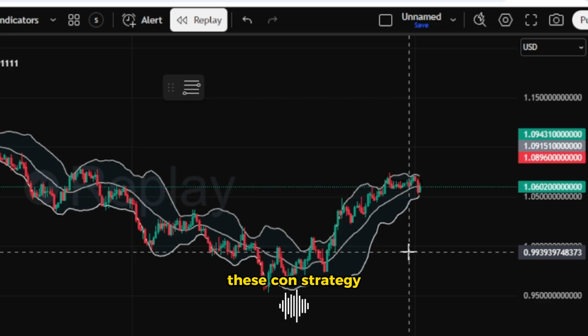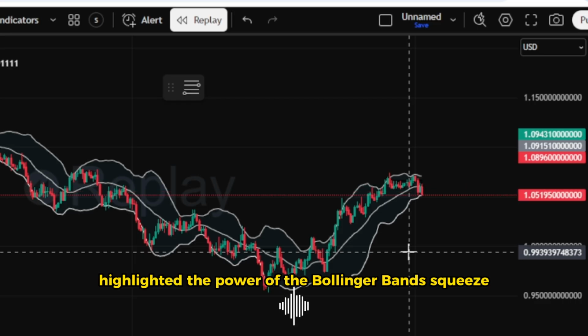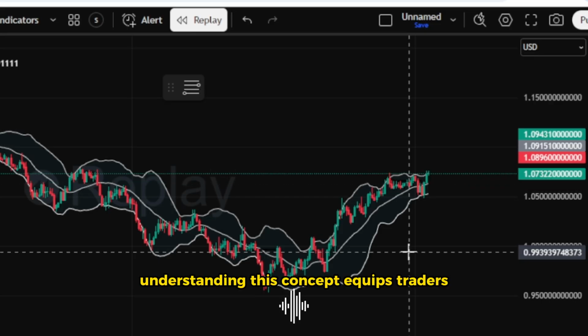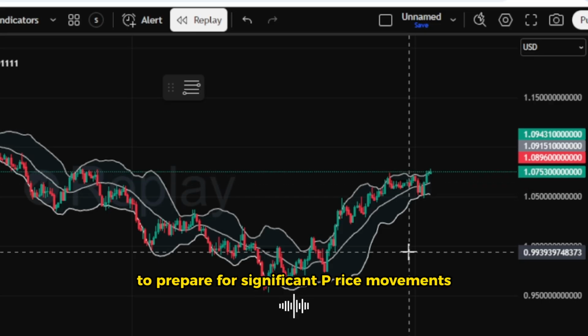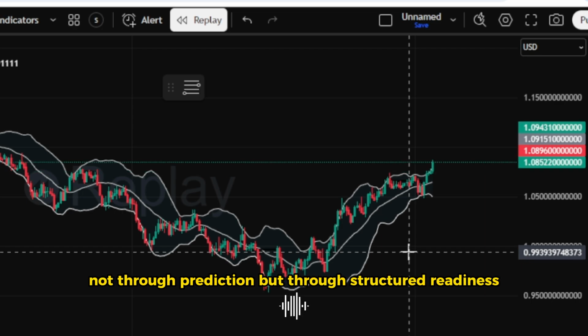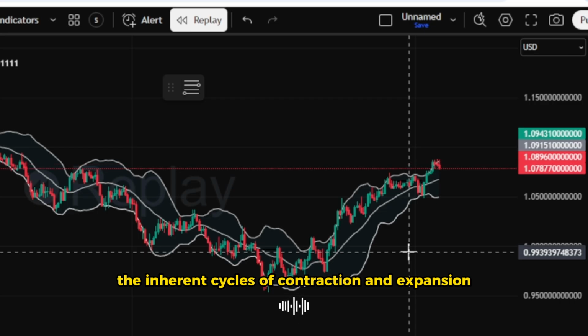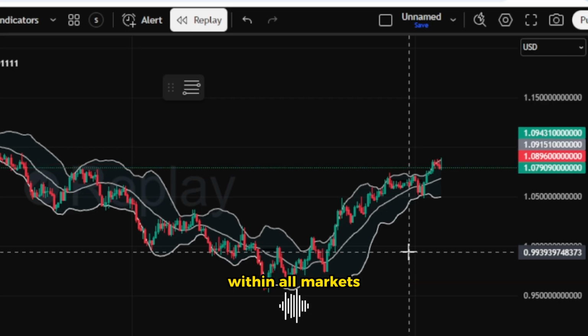The second strategy highlighted the power of the Bollinger Bands squeeze, a tool for anticipating volatility breakouts. Understanding this concept equips traders to prepare for significant price movements not through prediction, but through structured readiness, recognizing the inherent cycles of contraction and expansion within all markets.